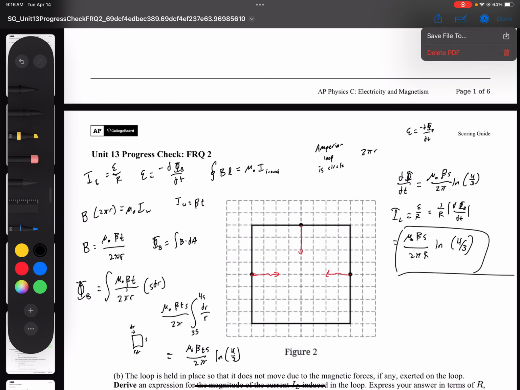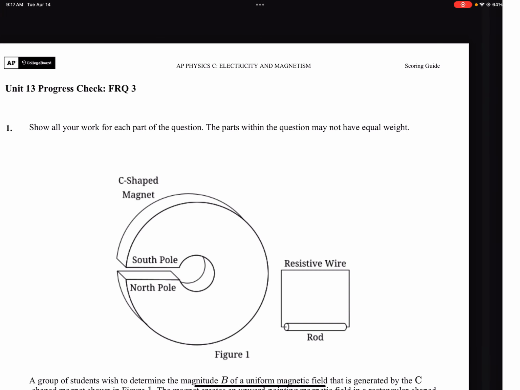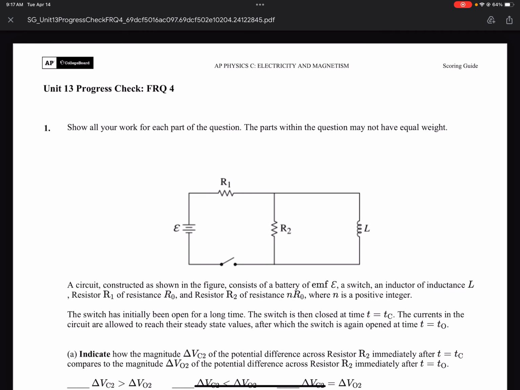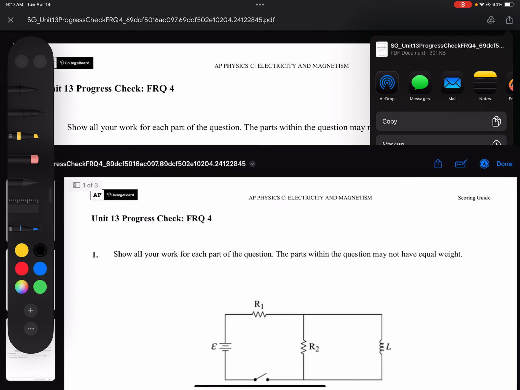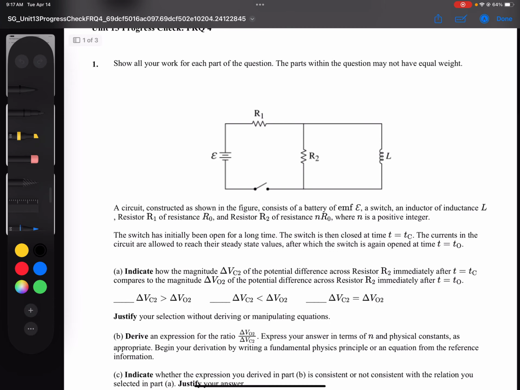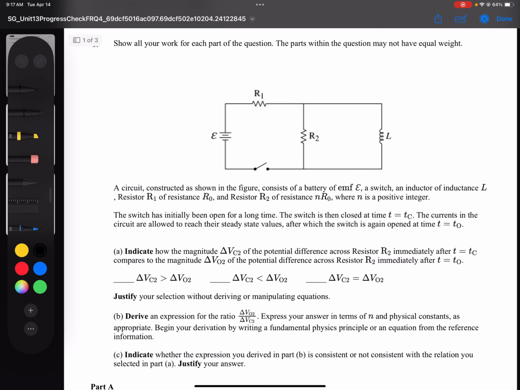And I want to move on to the last one, right? So again, I'll post all these scoring guidelines. For the third one, it's just an experiment with changing magnetic flux. I want to focus more on the circuits. So here for the final FRQ, we'll review. This one is not too bad. So here we just have an LR circuit, and we need to look at how the magnitude.